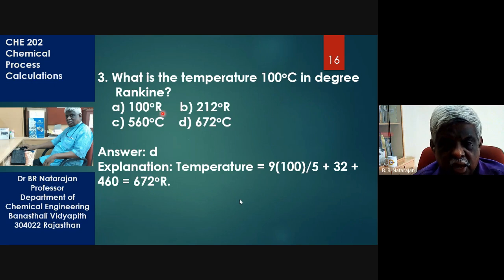Okay, done. Temperature will be 9 by 5 into 100, right? That is centigrade, plus 32. 9 by 5 is, remember, 1.8. 1.8 into 100 plus 32 plus 460, right? This comes out to be 672 R. So D is the right answer. Right answer is D.